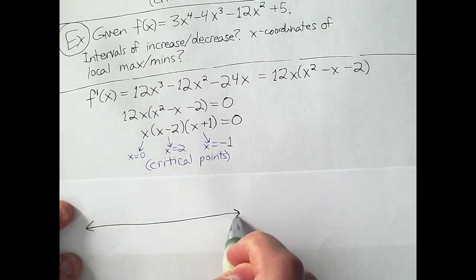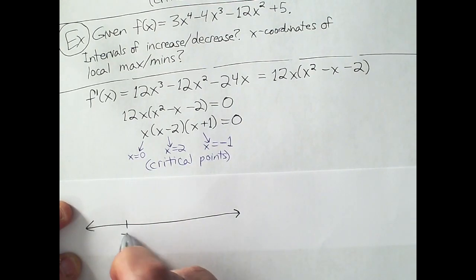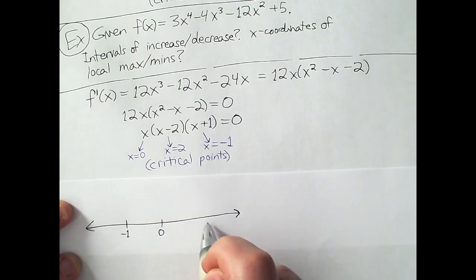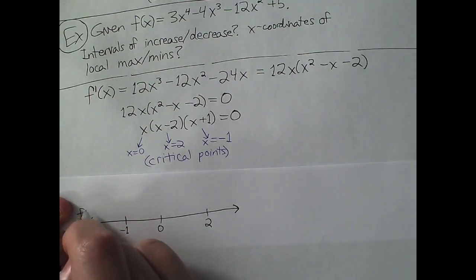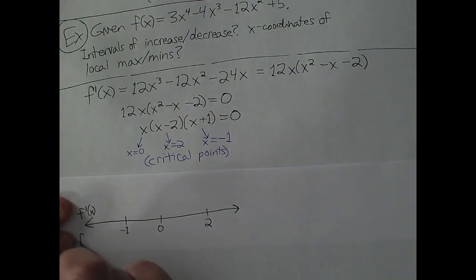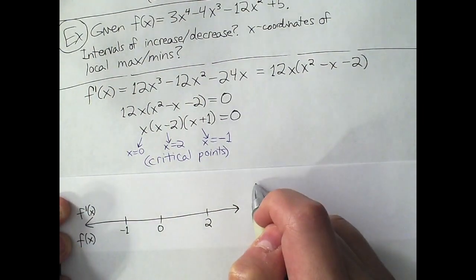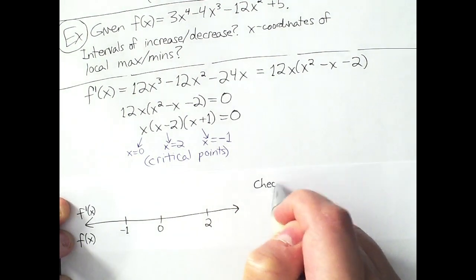Three critical points this time. We need to label all of them. Let's say -1 is here, 0 is here, 2 is here. We don't label anything else, just the critical points. And let's say f prime of x, and let's say f of x. And off to the side, let's check points.